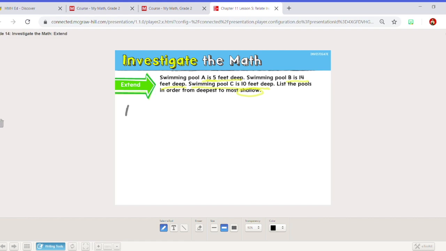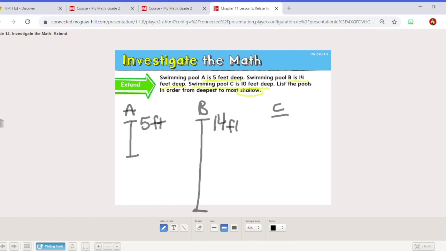So I'm just going to start by drawing them out. So I have A is 5 feet deep. So I'm going to go, this is probably 5. B is 14 feet deep. So that's pretty big. A lot deeper. And pool C is 10 feet. So not quite as long as that one, but a little longer. So now we can see the measurement. Sometimes drawing it out, it doesn't have to be completely accurate, can give us a good clue of what order we want to put them in.